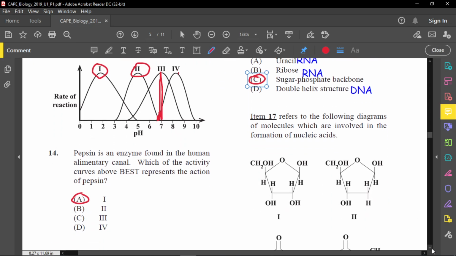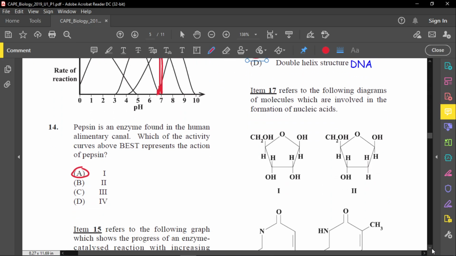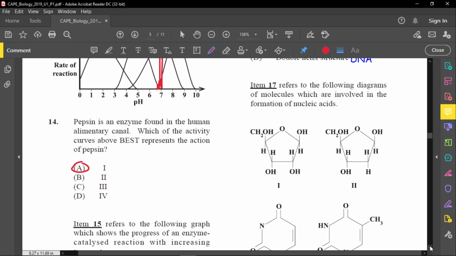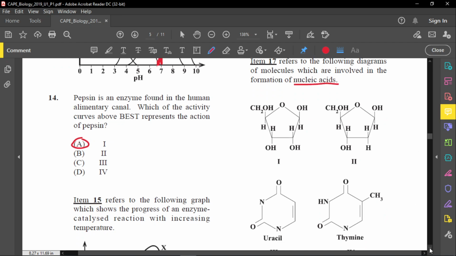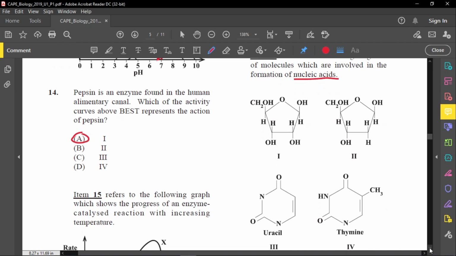It said, question number 17 refers to the following diagrams of molecules which are involved in the formation of nucleic acid. Nucleic acid here is a keyword. Nucleic acids refer to DNA and RNA, right? That's the first thing to remember. Now, let's talk about these molecules right here. Let's go back to the question. Let me read something again, just to make sure.